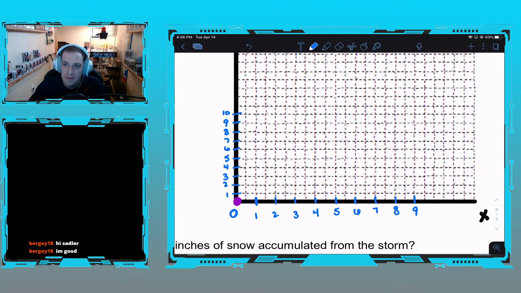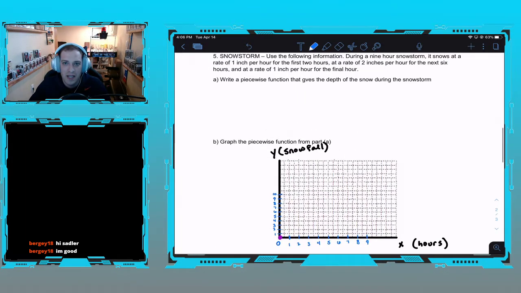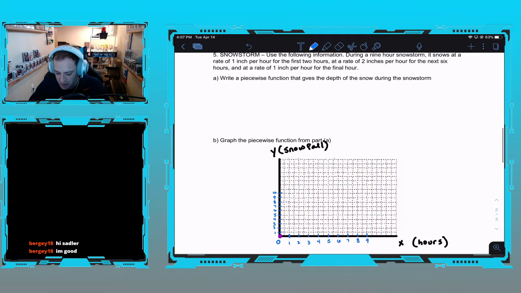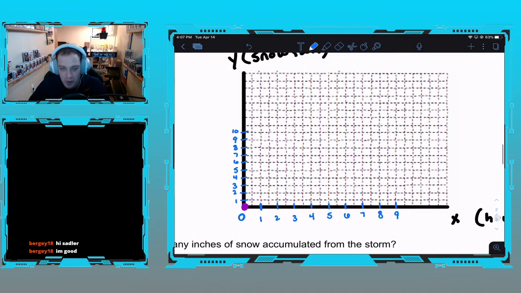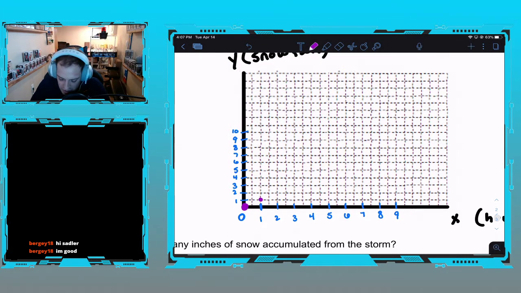All right. So now that I got the correct stuff written in, it says that it snows at a rate of 1 inch per hour for the first 2 hours. So 1 inch per hour. So that means I'm going to go over to the first hour, and it snowed 1 inch. So I'm just going to put a little dot here at 1 inch.